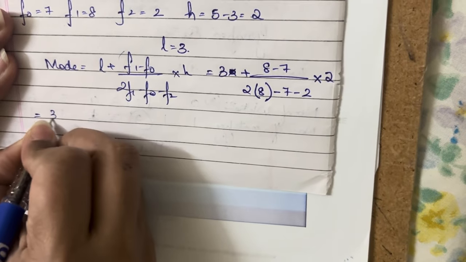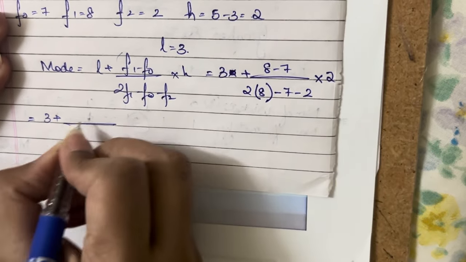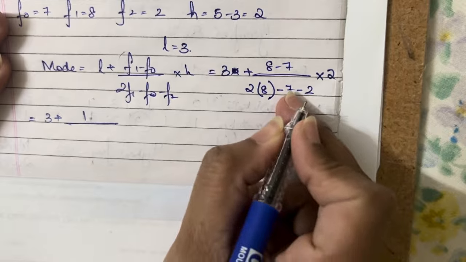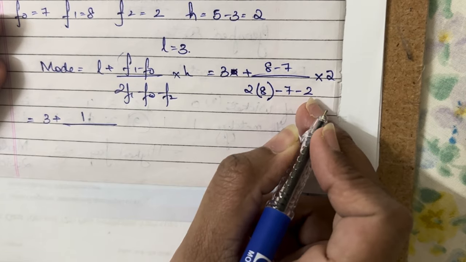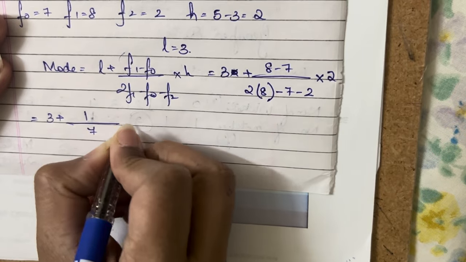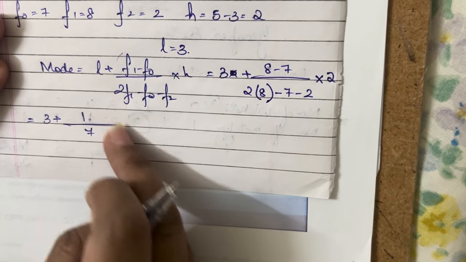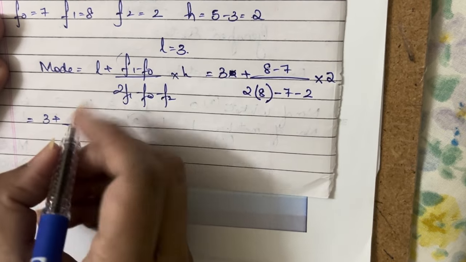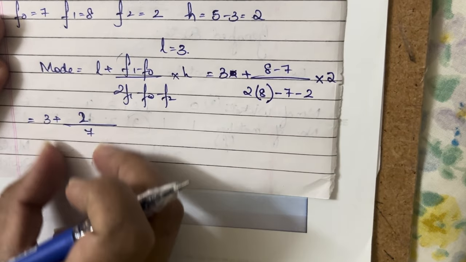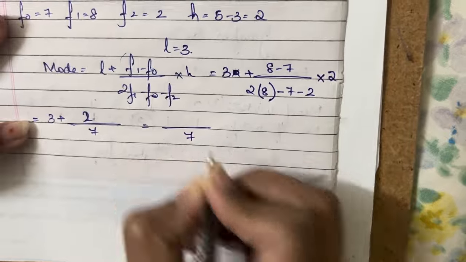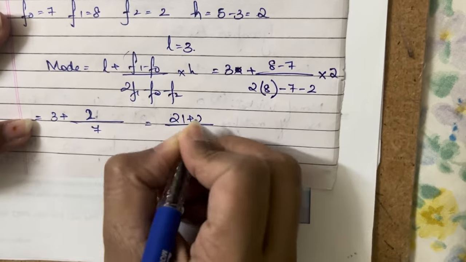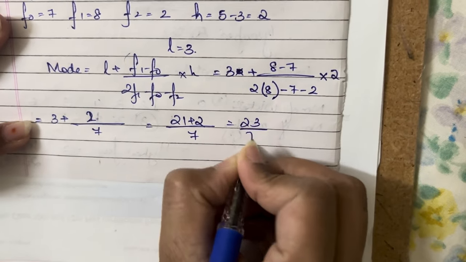So when I start simplifying, it becomes 3 plus 1 over 16 minus 7 is 9, 9 minus 2 is 7, times 2. Times 2 means this will come here times 2. I'm not writing it. I'm trying to reduce the steps. Then we'll take the LCM here. This becomes 7. 21 plus 2, that is equal to 23 over 7.